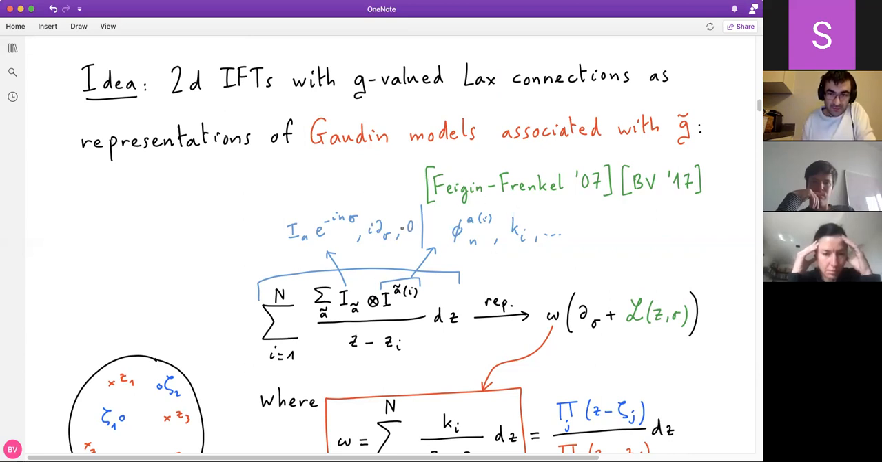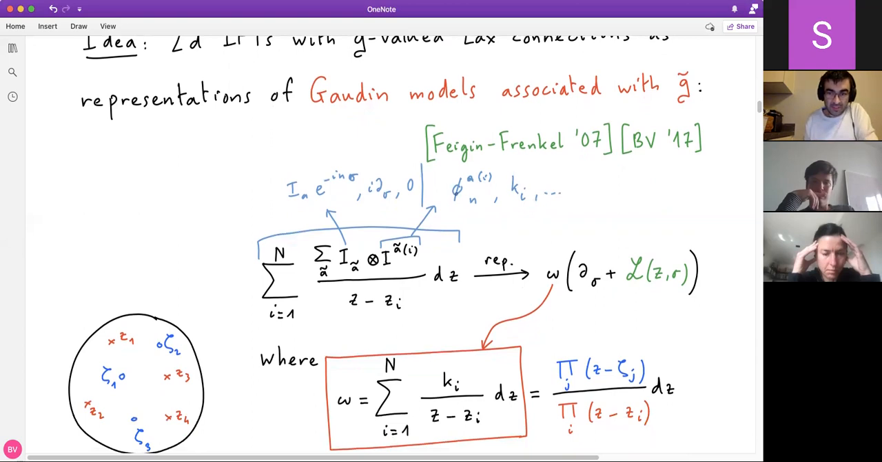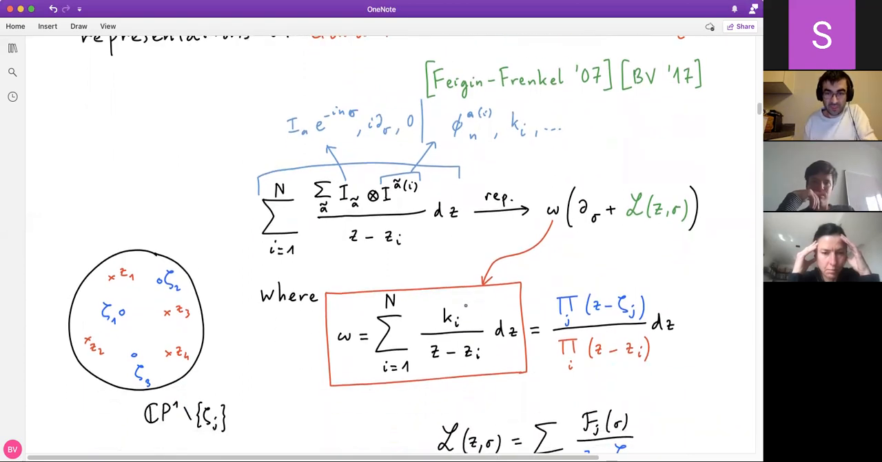So all of this together produces a Lax connection. Specifically, I have these derivatives times these levels, which produces a meromorphic one-form here: k_i over z minus z_i dz. So this will play a central role in the 4D Chern-Simons theory. And then the loop variables get represented by fields. So these Fourier modes times these guys sum to produce the fields of the theory. So the Lax connection will be a linear combination of the fields, and I have this connection with, crucially, this meromorphic one-form.